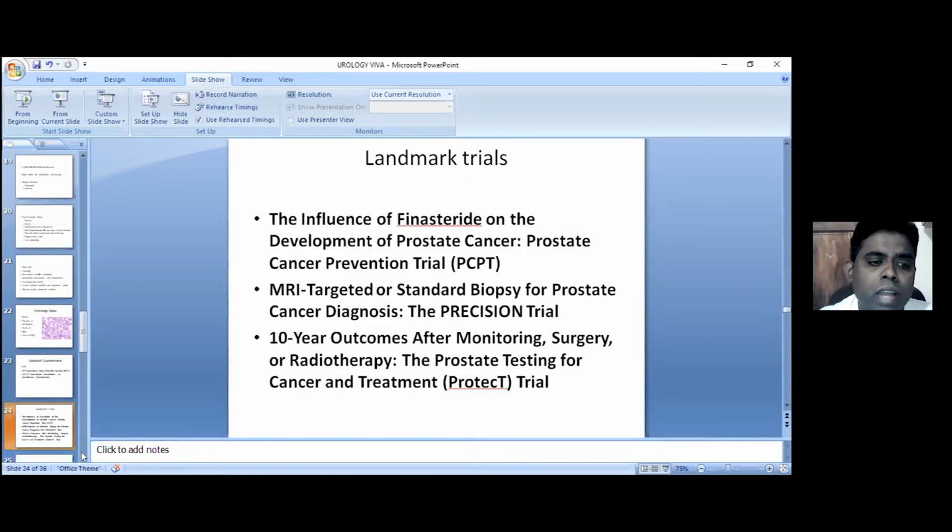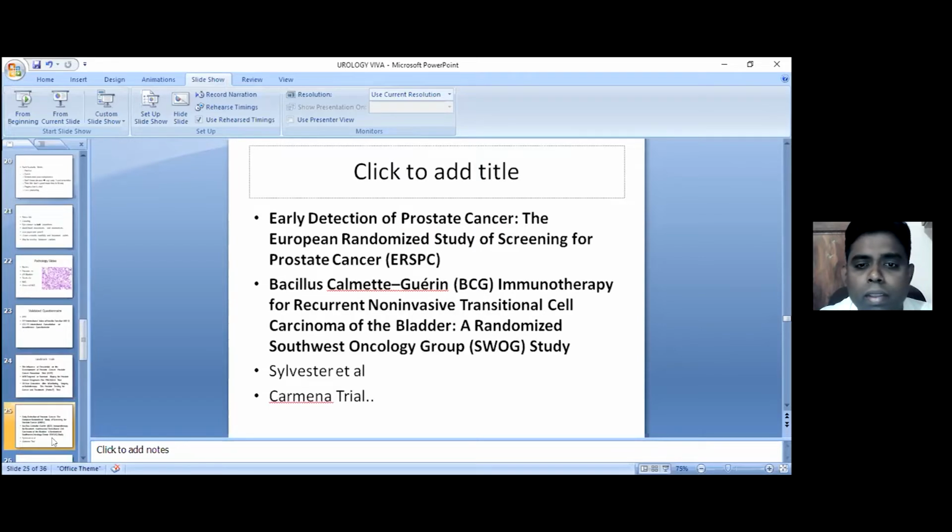Then landmark trials, of course, we are discussing that. So we have to know about the PRECISION trial, PROTECT trial, and SWOG trial. Sylvester: in bladder cancer, so many times you get the Sylvester trial. For intravesical mitomycin and BCG, there are so many trials. So you have to know about that, and the latest trials and things.